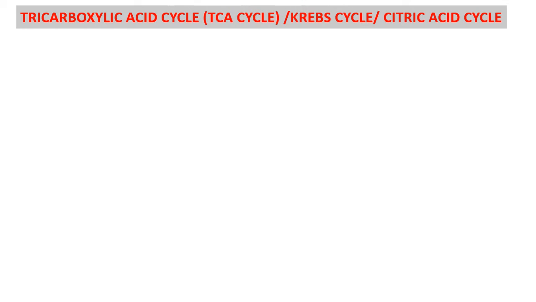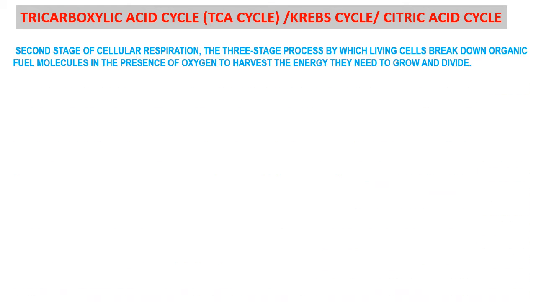Tricarboxylic acid cycle or TCA cycle, or we call it the Krebs cycle or citric acid cycle. It is the second stage of cellular respiration, the three-stage process by which living cells break down organic fuel molecules in presence of oxygen to harvest the energy they need to grow and divide. This is the second stage. First stage is glycolysis, second is Krebs cycle, and third is the ETC chain.